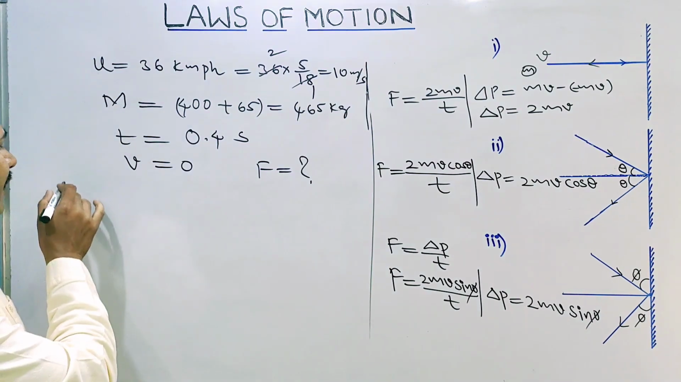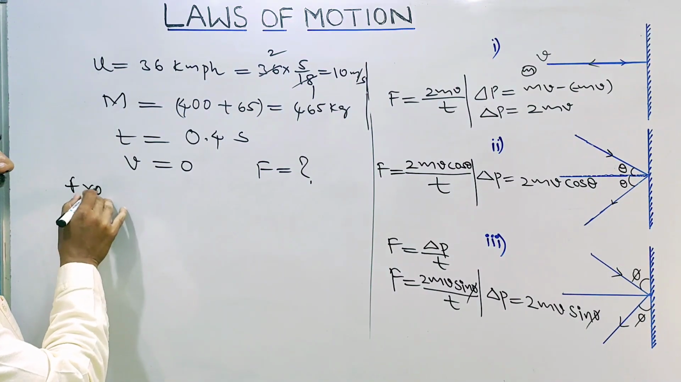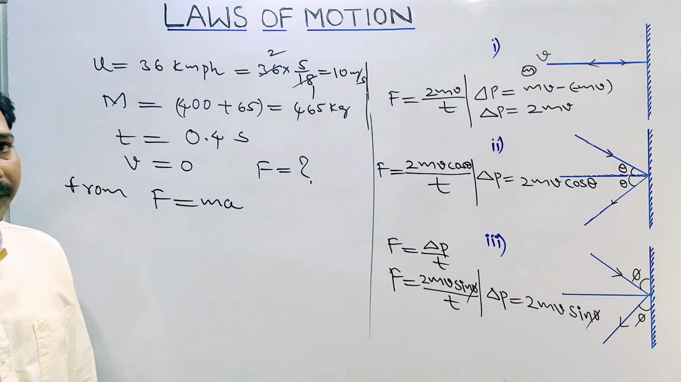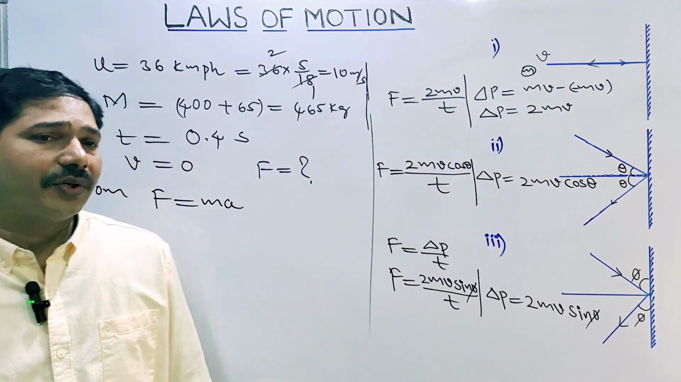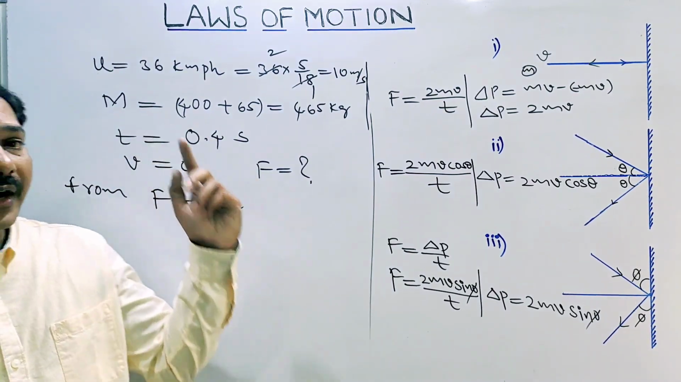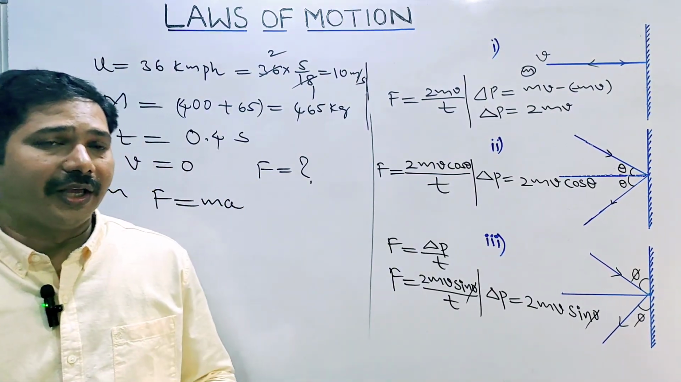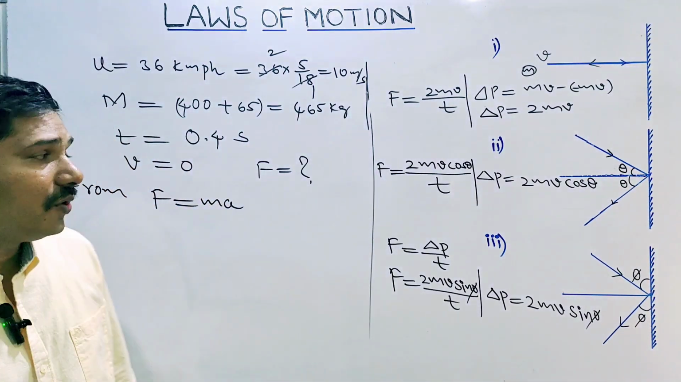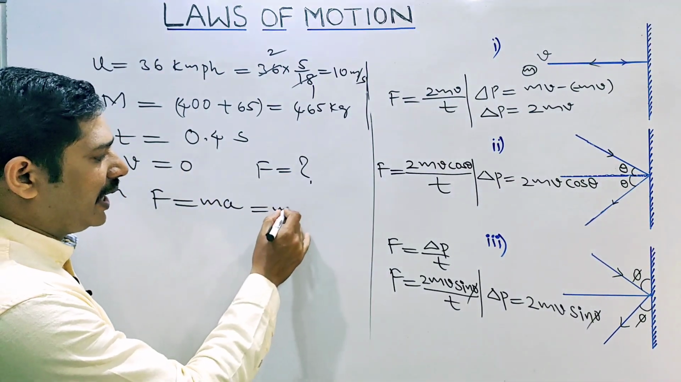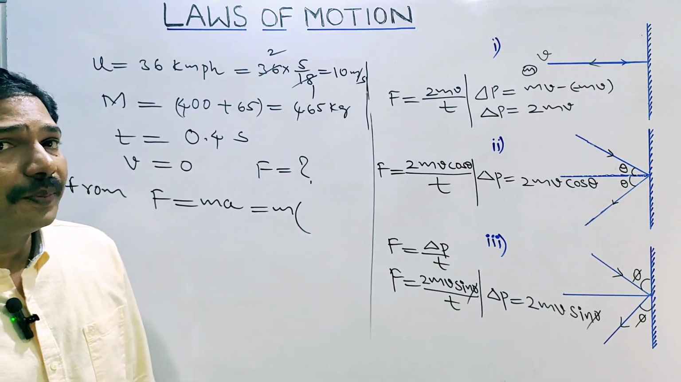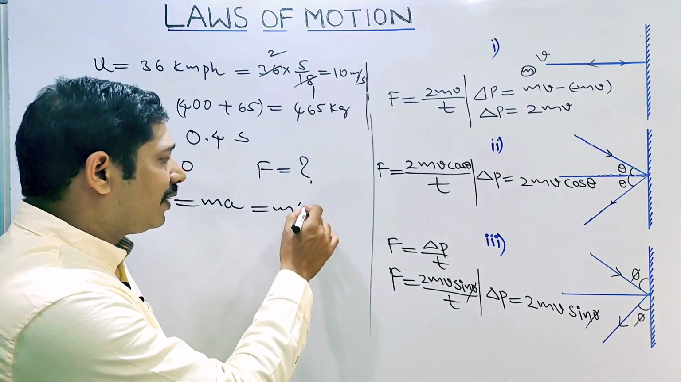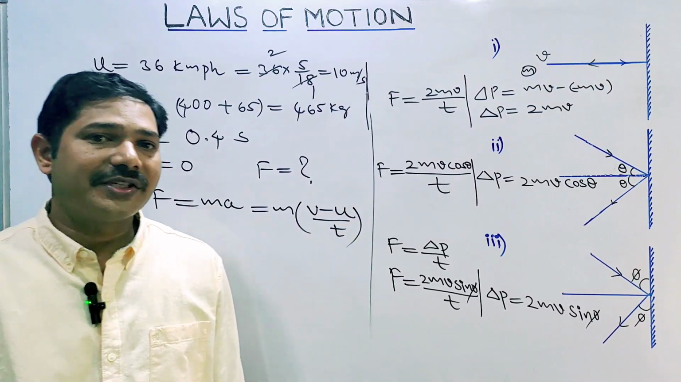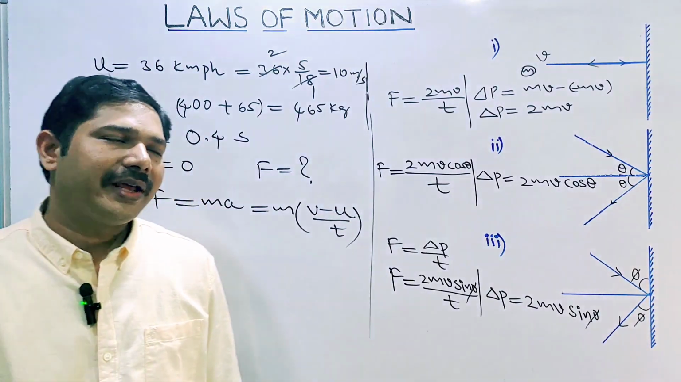Same, from the formula F equal to ma. Taking F equal to ma, which formula is suitable here? Here the initial velocity, final velocity and time are also there. From the equations of motion, the first equation we can take: v equal to u plus at. From v equal to u plus at, a equal to what? a equal to v minus u by t.